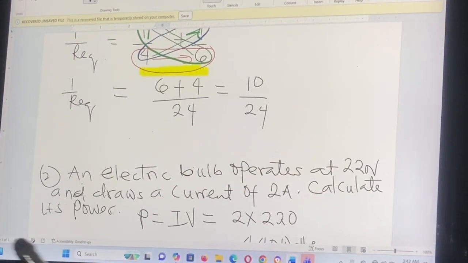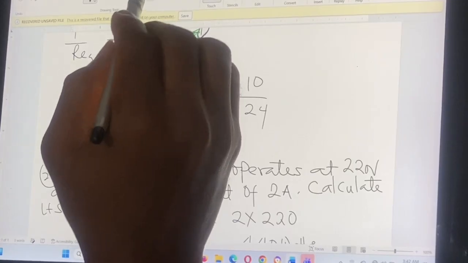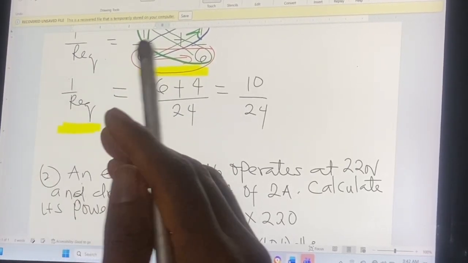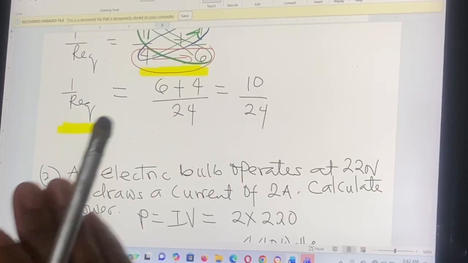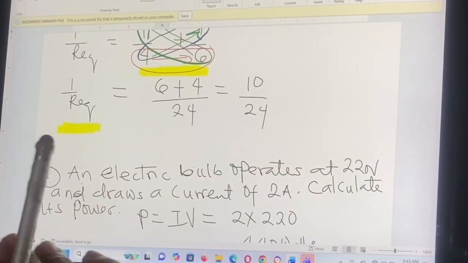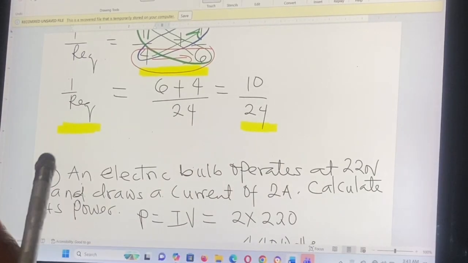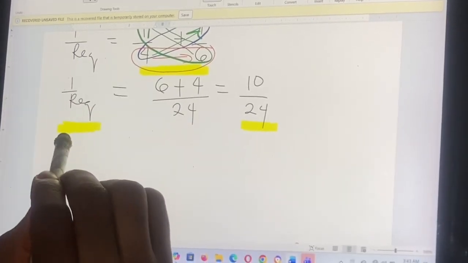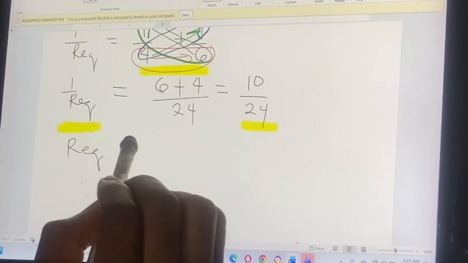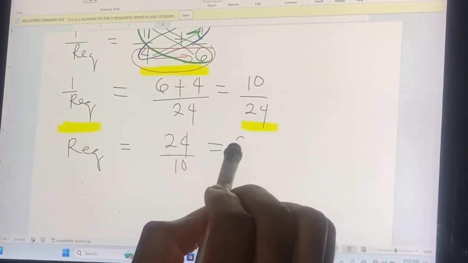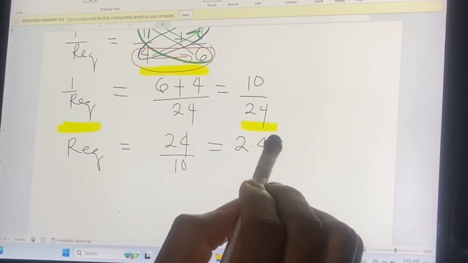We're not asked to find 1 over R equivalent. We are asked to find R equivalent. So to make R equivalent the subject, I will invert the left-hand side. And in the law of equations, whatever you apply on the left-hand side is the same you apply on the right-hand side, so you also invert the right-hand side. So R equivalent will be equal to 24 over 10, and the answer is 2.4 ohms.